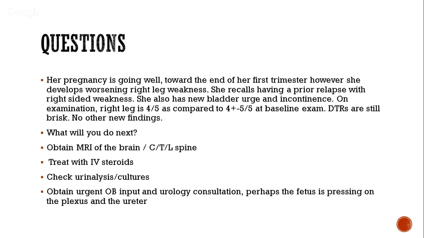Pregnancy does increase the risk of increased urinary tract infections, right? So that possibly explains the bladder urge and incontinence. And she had already had a little bit of baseline weakness. She recalls having a prior relapse with right-sided weakness, and now she's a little bit more weak compared to before. Given the new bladder urge, you would always want to think UTI, right? So you want to get a urinalysis and culture. Don't treat with steroids until you do that. Don't get a pan MRI. Checking urinalysis and culture would be the right answer for that.